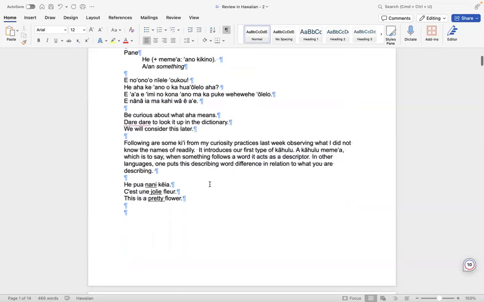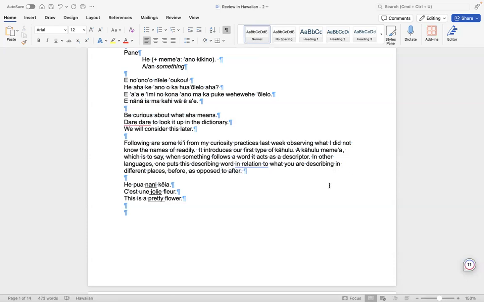Following are some kiʻi from my curiosity practices last week, observing what I did not know the names of readily. It introduces our first type of kāhulu, a kāhulu memeʻa, which is to say when something follows a word, it acts as a descriptor. In other languages, one puts this describing word in relation to what you are describing in different places. Before as opposed to after.